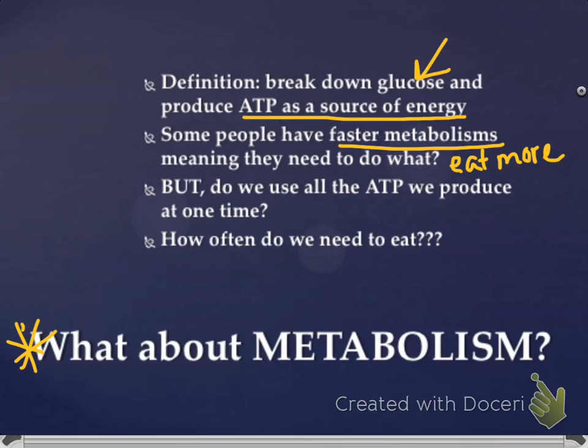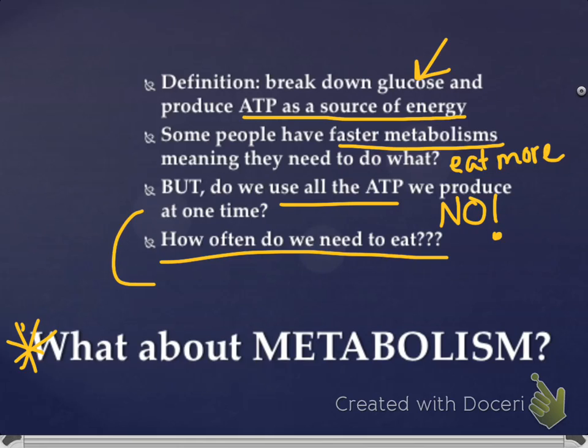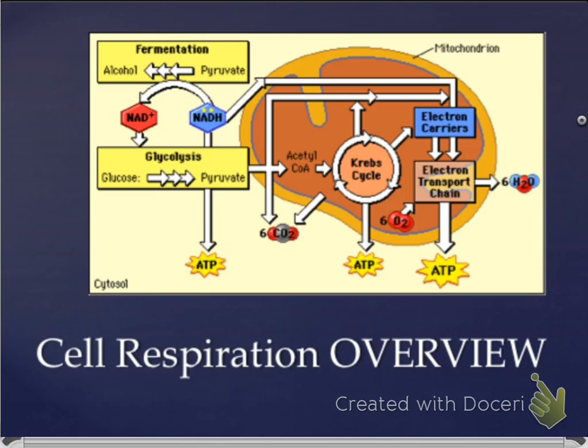But the question is, do we use all this ATP we produce at one time? The answer is no. Because how often do we need to eat? Do you eat every 20 minutes? No. Well, some of you might, but naturally you don't. What we do is we store ATP. So once we make it, we store it, and then our body is able to use it all the time. That's why you can keep breathing and your heart keeps beating and everything keeps working when you're sleeping or when you're resting. So cell respiration overview.